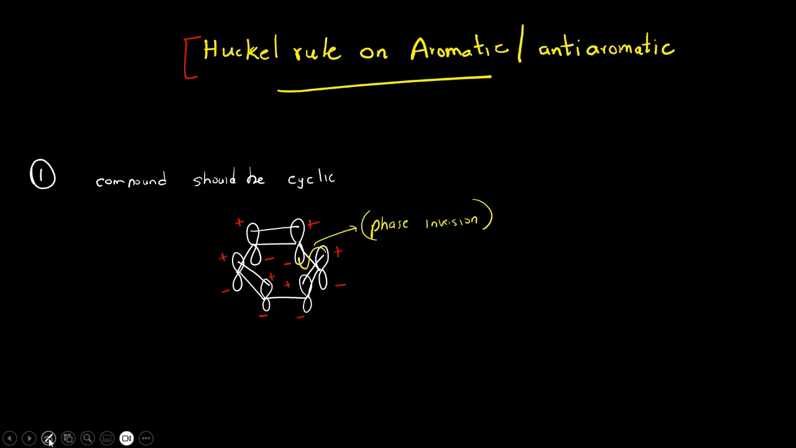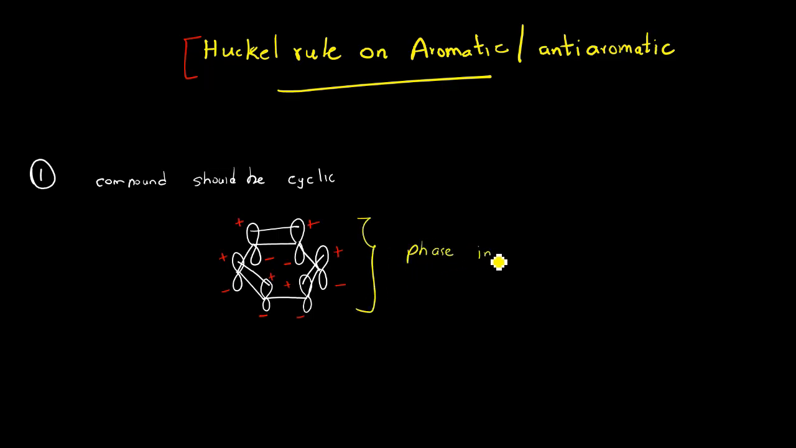Now in our case, there is no phase inversion up to now, because all the interactions between the orbitals are on the same sides. This is positive, this is positive. Interactions are on the same side. Here the same thing. So you can see our compound has zero phase inversions, right? Now let's take another example, shall we? Let's take a compound like this.